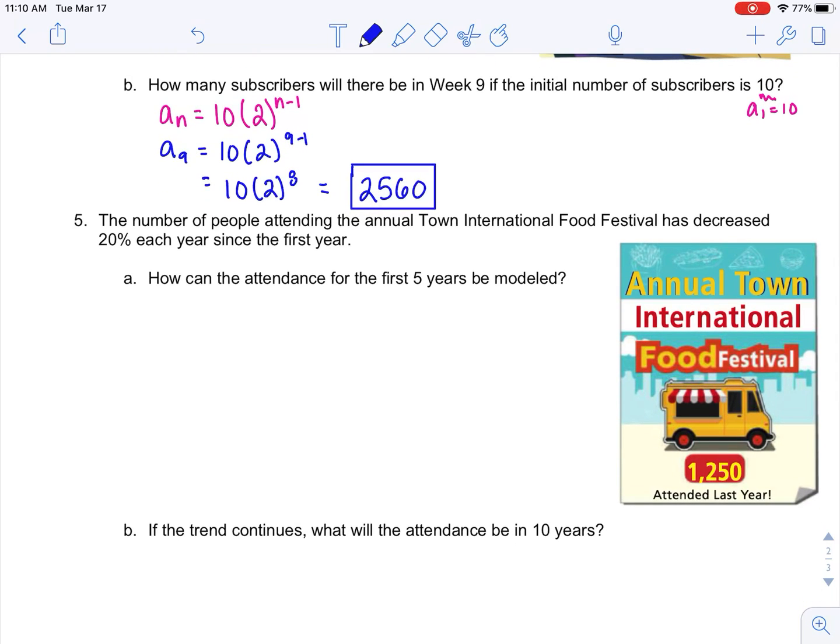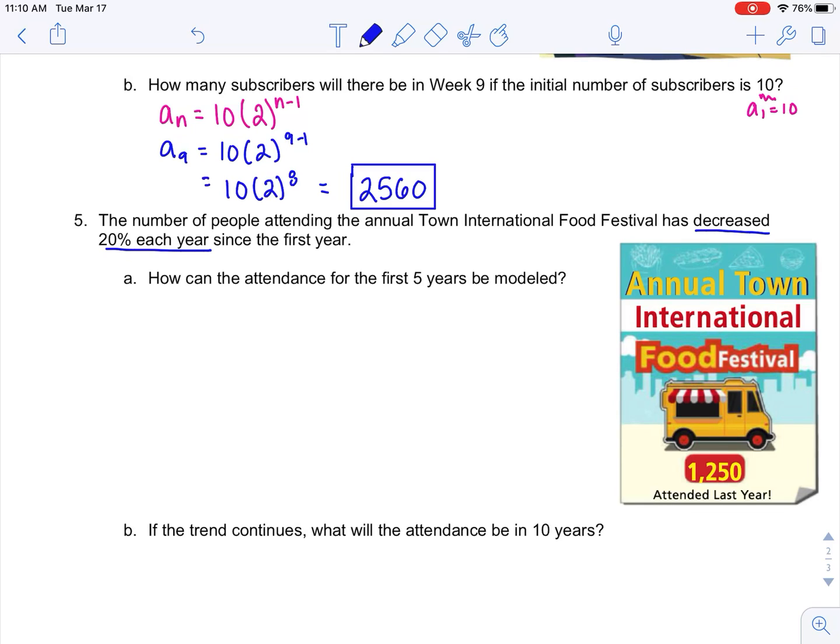Let's look at number 5. Number 5 is a little different. Not much, but just a little. It says the number of people attending the annual Town International Food Festival has decreased 20% each year since the first year. How can the attendance for the first 5 years be modeled? So we need to write an equation. Since we need the first 5 years, we don't necessarily want to find just the 5th year. We want to find all 5 years: the first year, 2nd year, 3rd year, 4th year, 5th year.